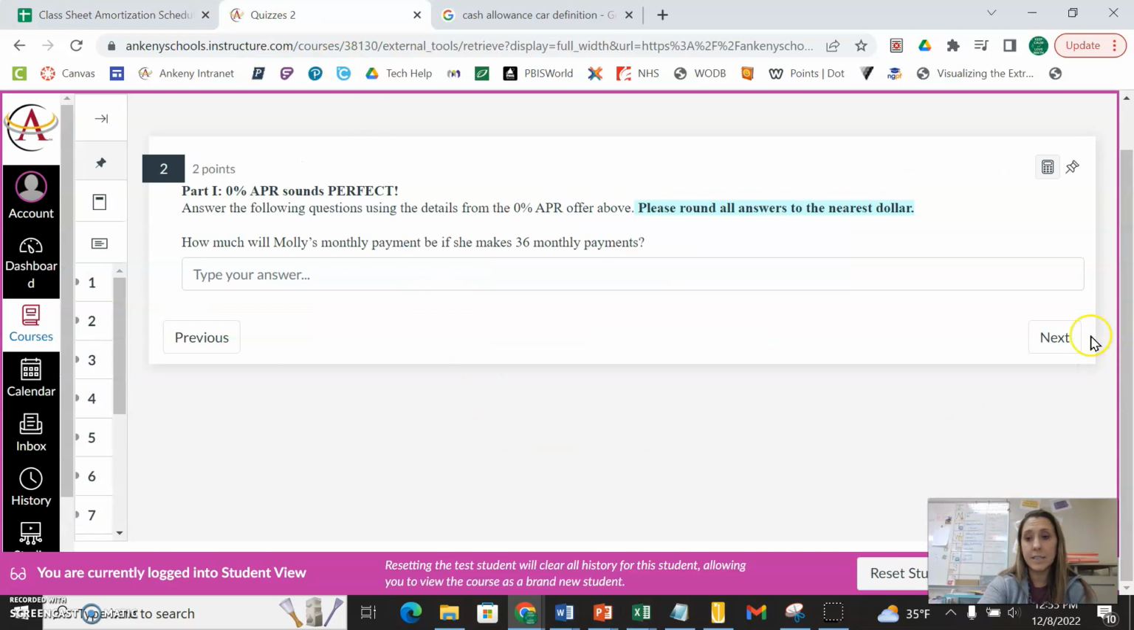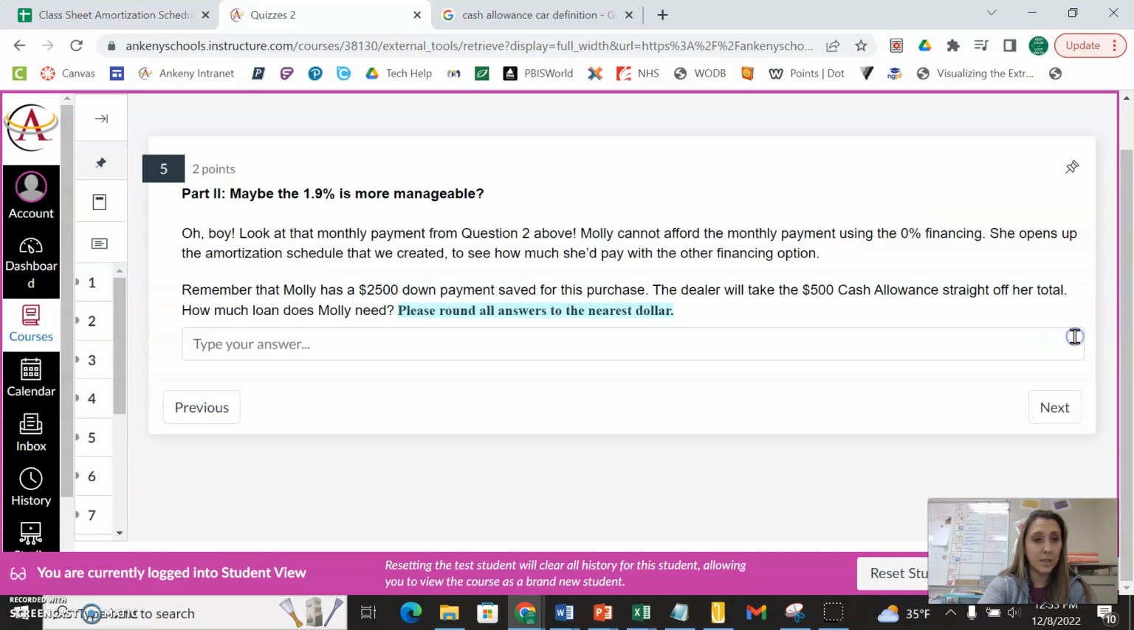So if we look at the next question, we'll get back on that. We have a 1.9% because she's saying that car payment, $578, because we want to round to the nearest whole dollar, that's too high. So make sure that you are rounding everything to the nearest whole dollar. So round up if it's 50 cents or higher, anything less than 50 cents round down.